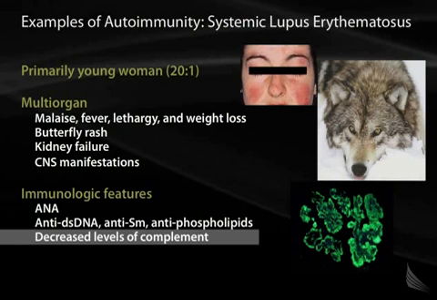Here we see a picture of a wolf. This is kind of where systemic lupus erythematosus got its name. They say that the malar rash that's characteristic of lupus is similar to the facial markings that you see on wolves, hence systemic lupus erythematosus.